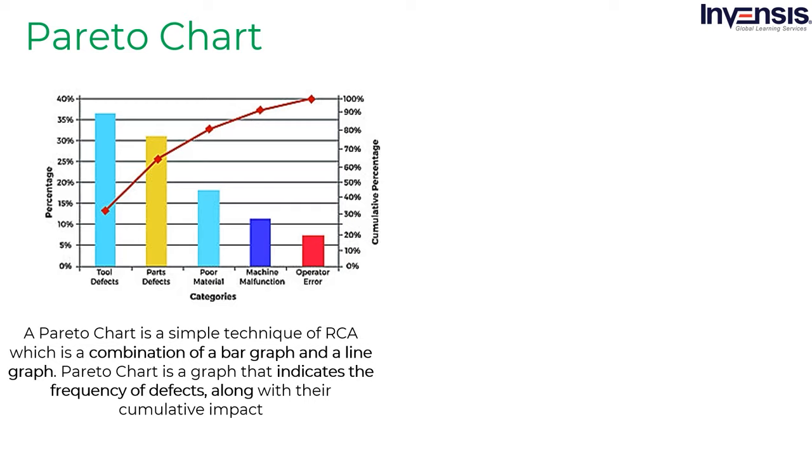What is a Pareto chart? A Pareto chart is a simple technique of RCA, which is a combination of a bar graph and a line graph. One can notice the presence of both these bars and line graphs on the Pareto chart. In simpler words, a Pareto chart is a graph that indicates the frequency of defects, along with their cumulative impact. Pareto charts are useful to find the defects to prioritize in order to observe the greatest overall improvement.